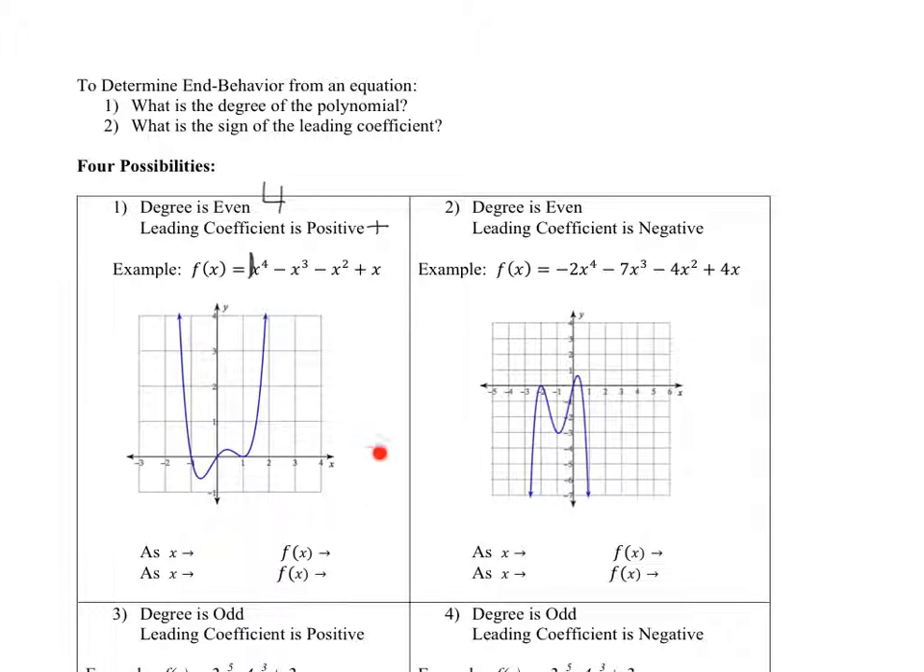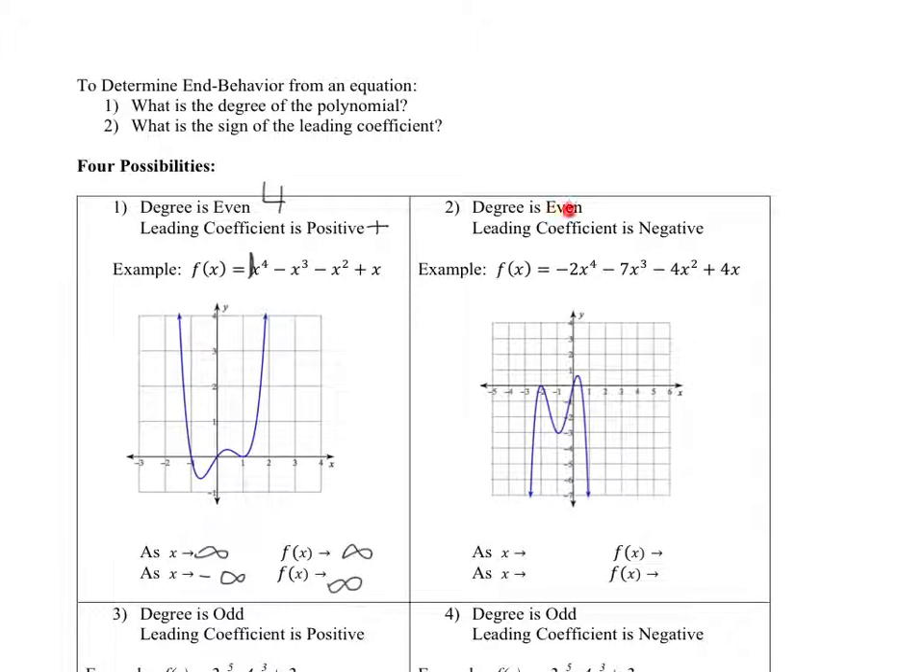So as x goes to infinity, the graph goes up. And as x goes to negative infinity, this way, the graph also goes up. So that's the first possibility, okay? Even with a positive leading coefficient.